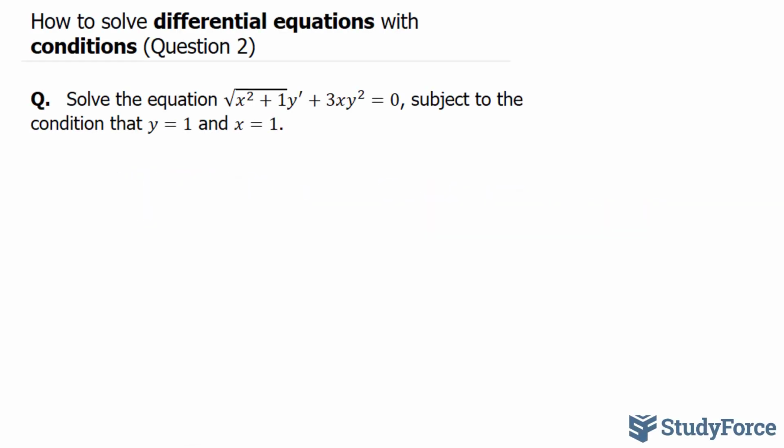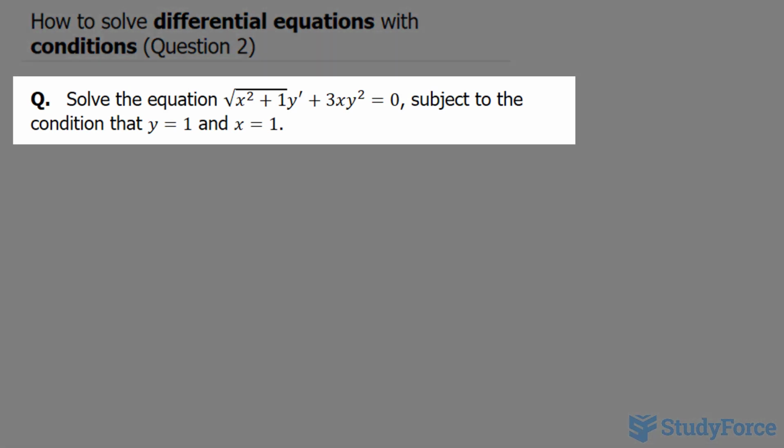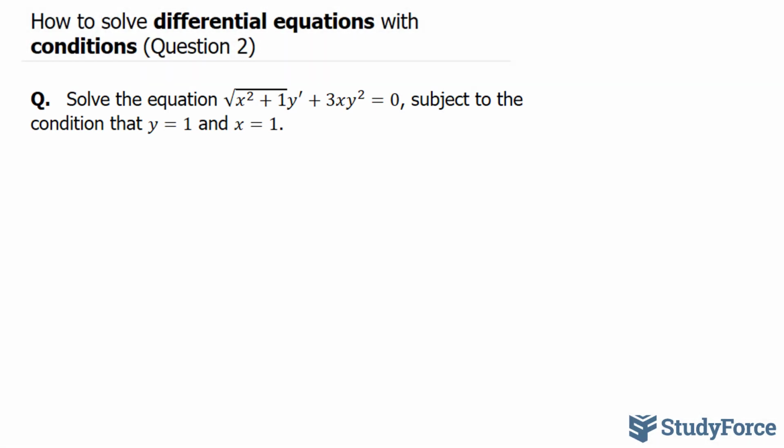In question 2 of this series, we're asked to solve the equation square root of x squared plus 1 times y prime plus 3x times y to the power of 2 is equal to 0, subject to the conditions y at 1 and x at 1. The first thing that I'll do to tackle this problem is switch y prime into dy over dx. So let's go ahead and do that.